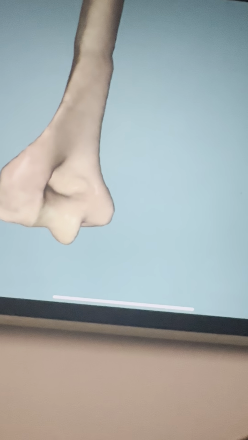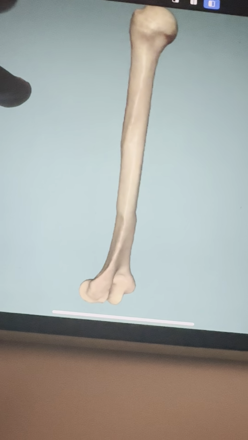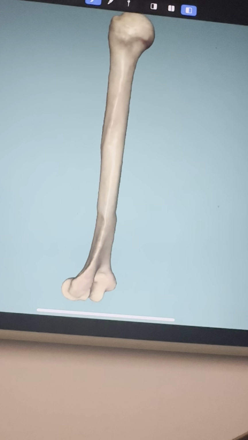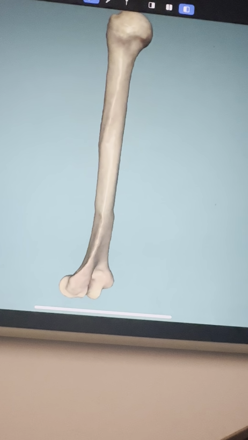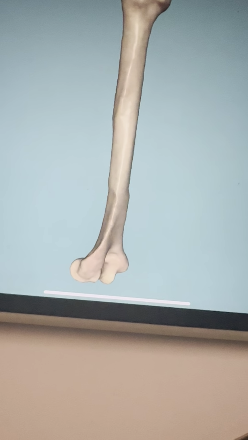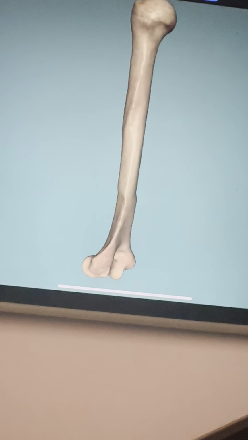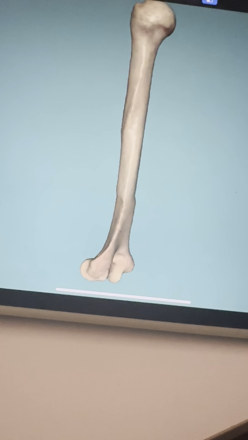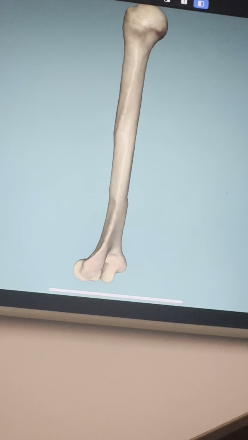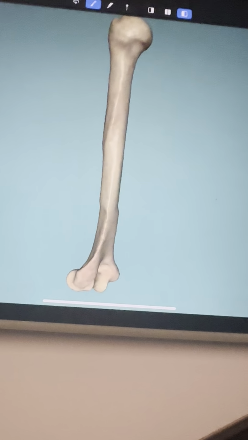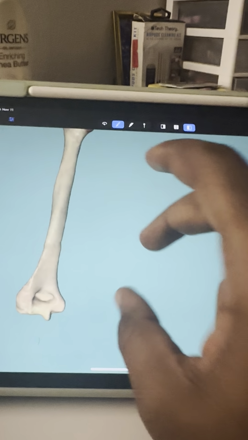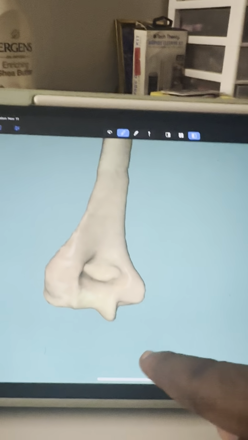When we talk about what nerves pass along the humerus, you have your radial nerve, which runs along the posterior shaft of the humerus and innervates the muscles of the posterior arm and posterior forearm. The ulnar nerve runs behind the medial epicondyle, which is most famously known as the funny bone. So this would be the groove that it would run through.